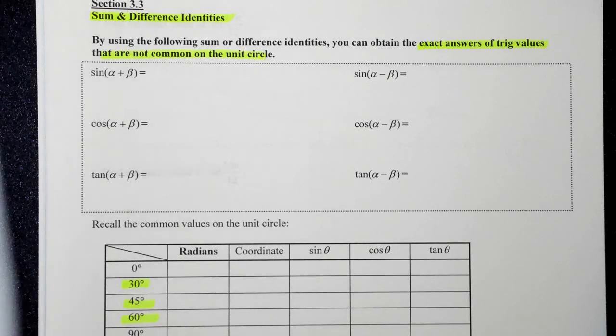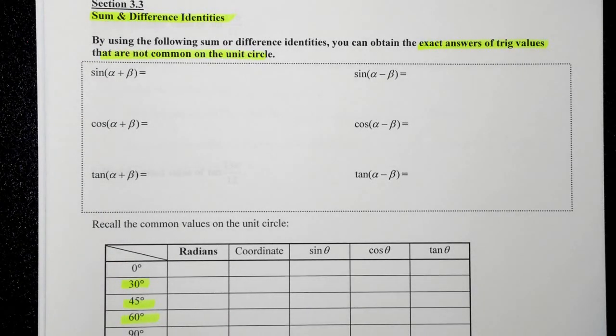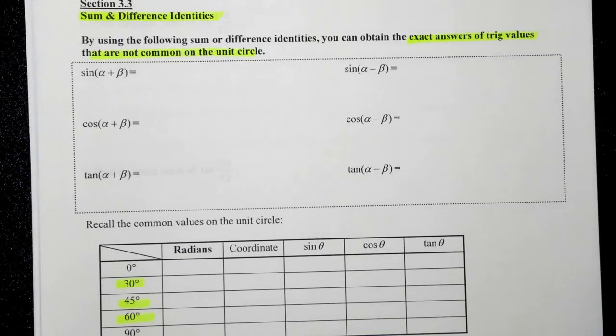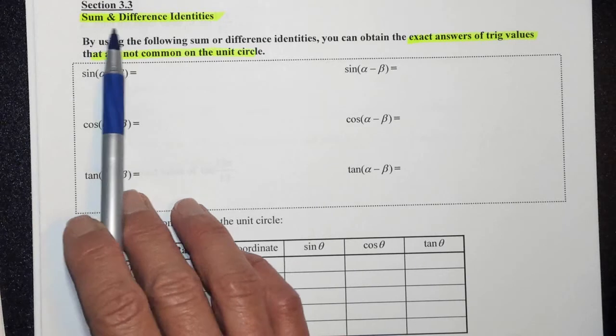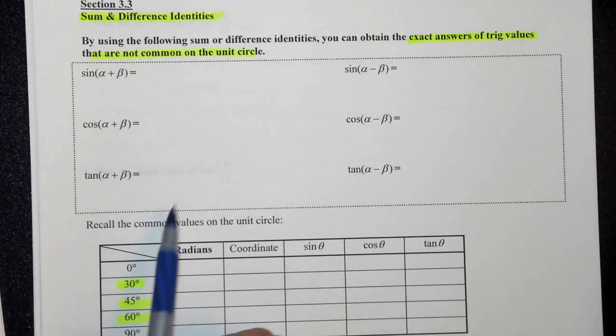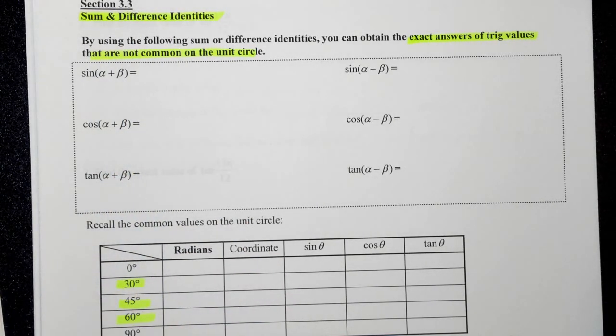Okay, so to get us set for class, I'm just going to go through some of these identities, and you do need to know these identities. There's actually a sheet on Blackboard that will help you remember these, as well as they are in your concept cards. So what we're going to do is use what's called a sum and difference identity, and it's going to help us find exact answers for trig values that are not common on the unit circle.